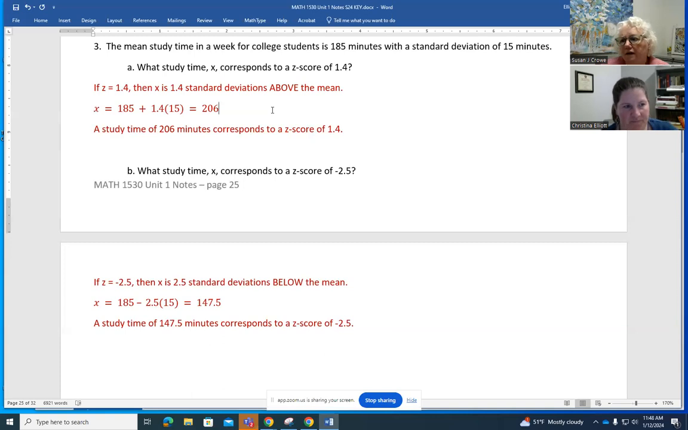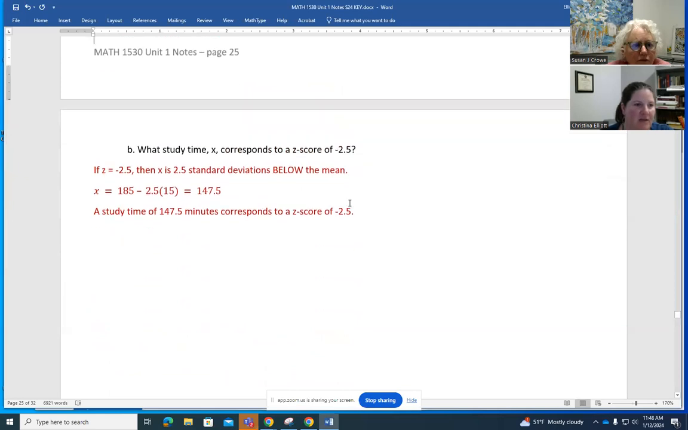Let's look at a negative z-score. What study time corresponds to a z-score of negative 2.5? Somebody studying below the average. You don't want that to be you. Not for the test. So 2.5 standard deviations below the mean, I subtract from my mean: 185 minus 2.5 times the standard deviation of 15, and get 147.5.